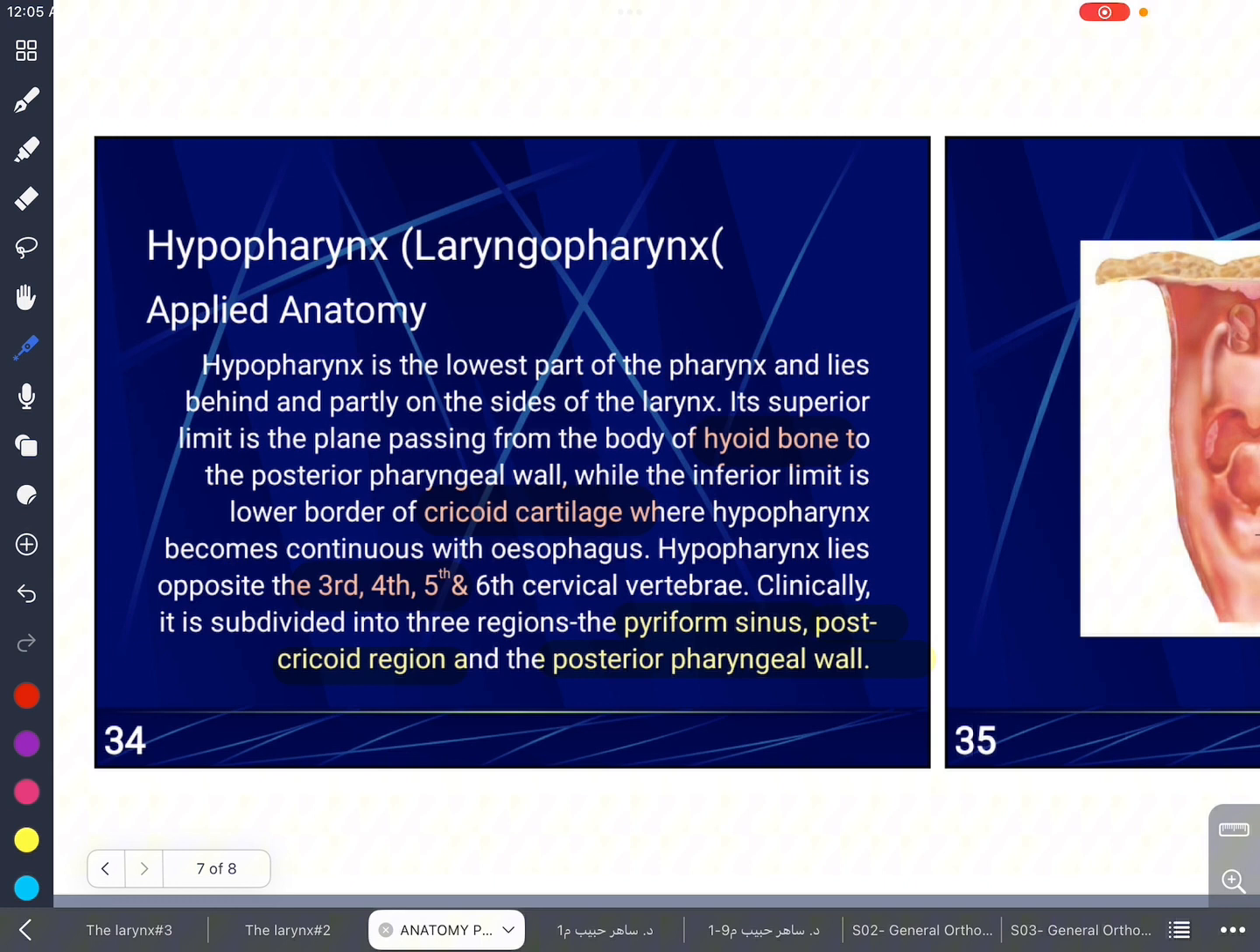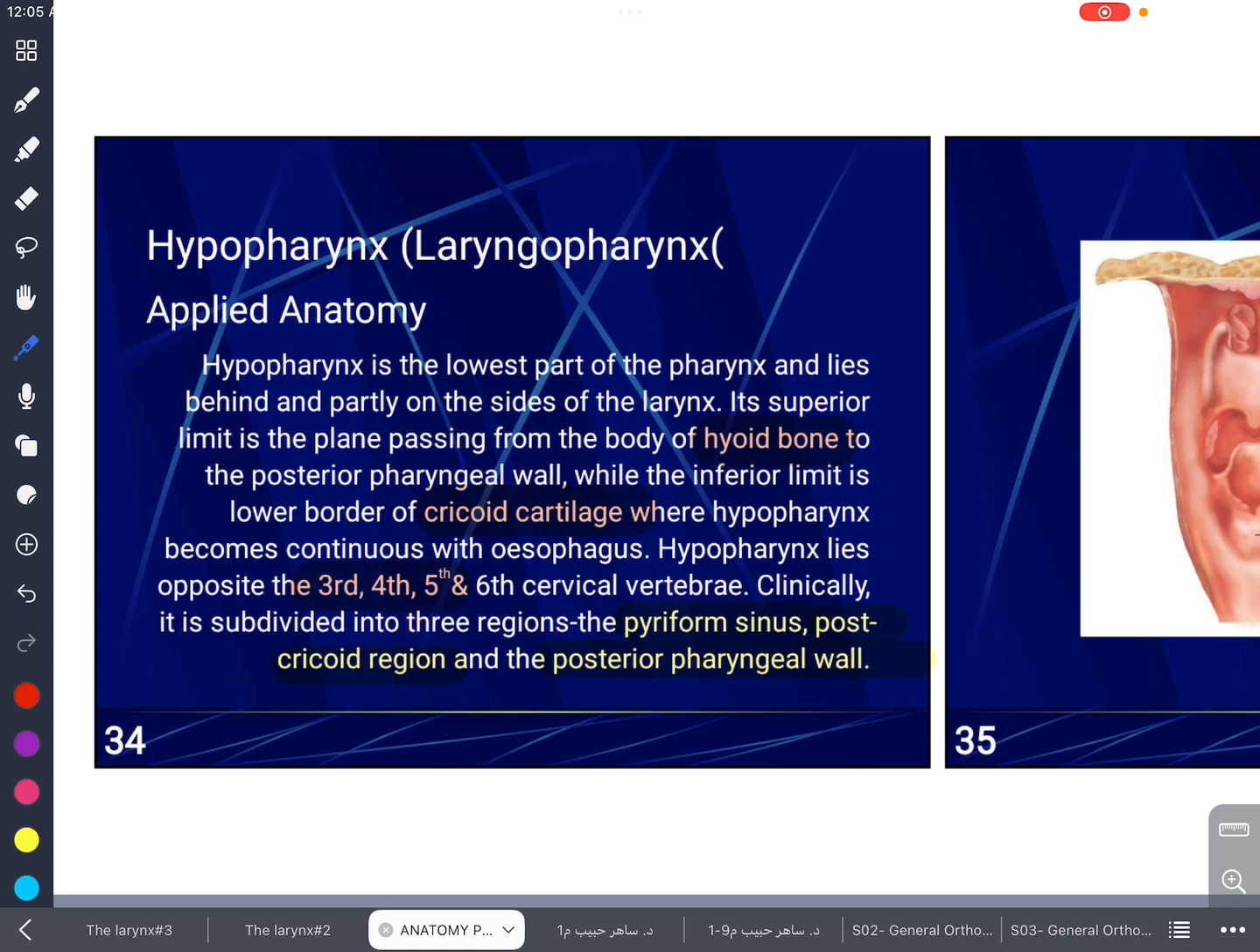The last topic we're going to talk about is the laryngopharynx, which is also called the hypopharynx. The hypopharynx is the lowest part of the pharynx, and it lies behind the larynx. It extends from the hyoid bone and ends at the level of the cricoid cartilage. It lies behind C3, C4, and C5.